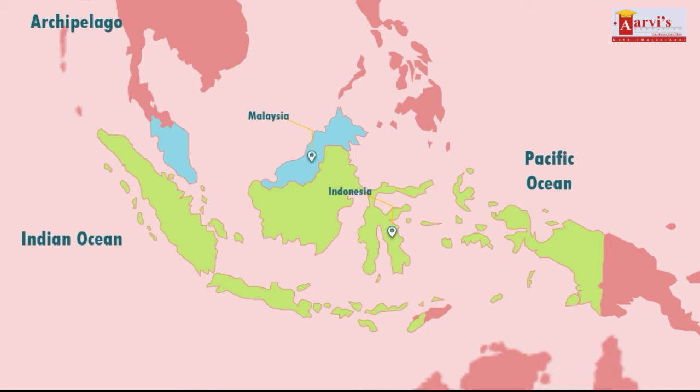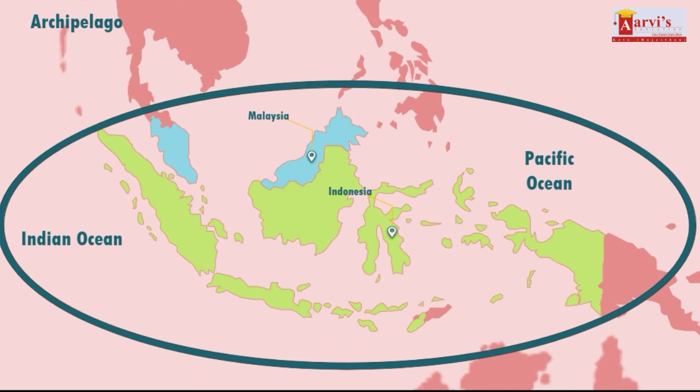The largest archipelago in the world was formed by glacial retreat. The Malay Archipelago between the Pacific and Indian Ocean contains more than 25,000 islands in Southeast Asia. The thousands of islands of Indonesia and Malaysia are part of this Malay Archipelago. Now we will come to the bodies of water.